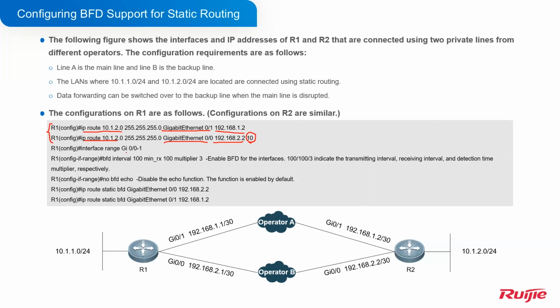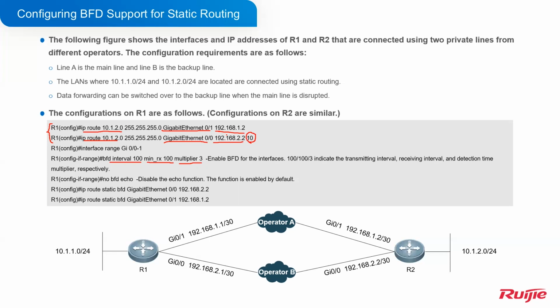And then interface range G0/0 to 1. So we are configuring two interfaces at the same time. And actually, this is a configuration of BFD. Let's see the command: BFD interval 100 min-rx 100 multiplier 3. Here, we set three numbers. BFD interval 100 is the transmitting interval. Min-rx 100 actually is the receiving interval. Multiplier 3 means that we will wait for 3 times of the interval.